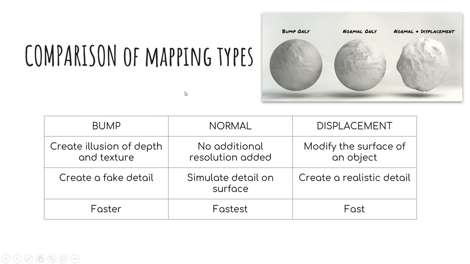We have three types of mapping, which are bump, normal, and displacement. For bump, we can see in the picture on the top right here, it creates an illusion of depth and texture and creates fake details. And then the normal has no additional resolution added and simulates details on the surface. That's why it is the fastest among these types. And then the displacement is just like normal, but it creates more realistic details.